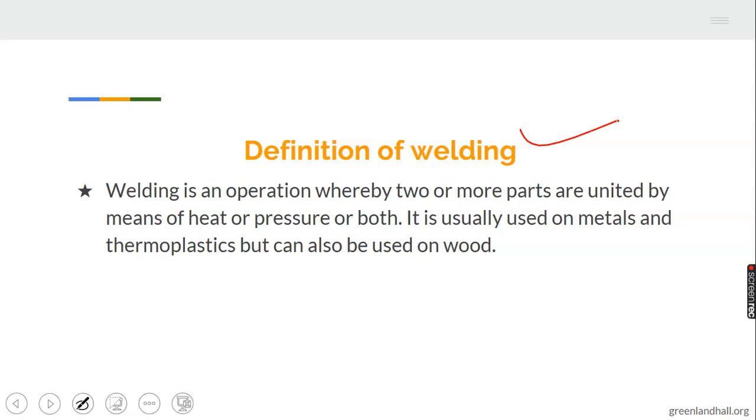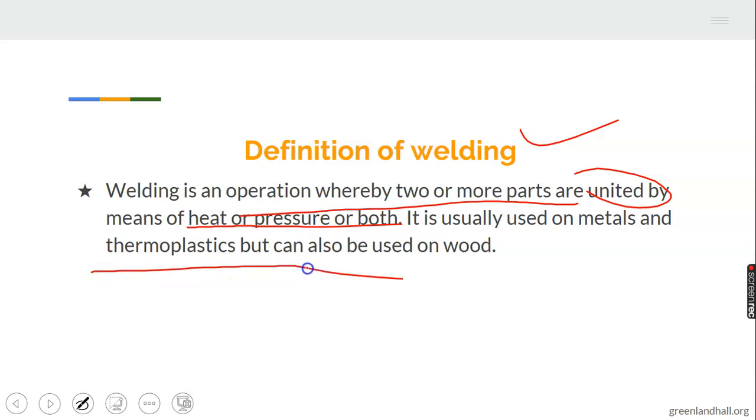Welding is an operation where two or more parts are united. Imagine, okay? The key word is united by means of heat or pressure or both. It is used usually on metals and thermoplastics, but can also be used on wood. So anytime you are thinking of welding, you don't think about metal alone, because thermoplastics, what do you call plastic? Thermoplastic, wood can also be welded.